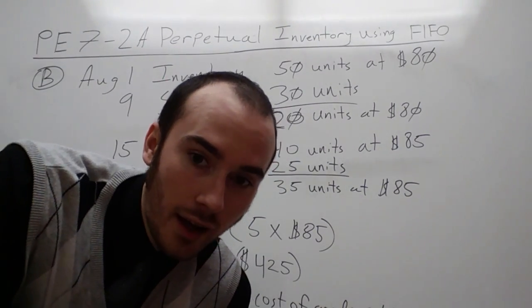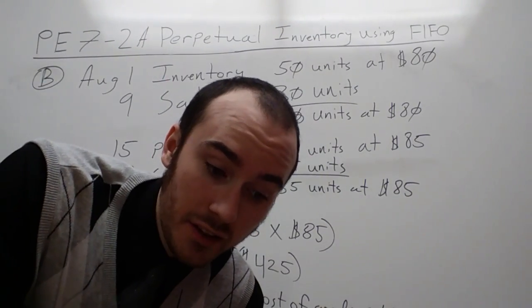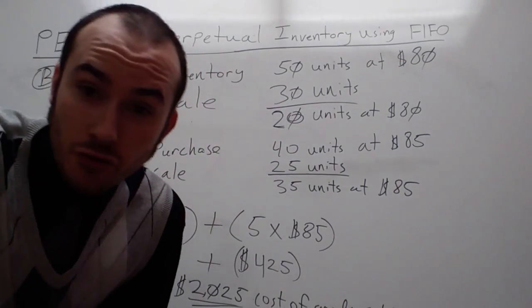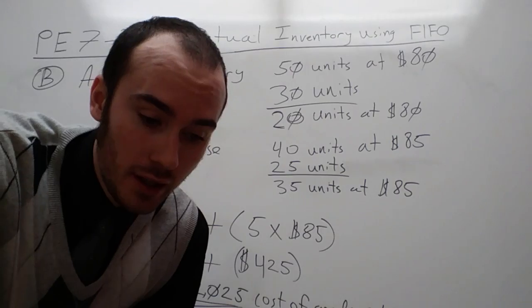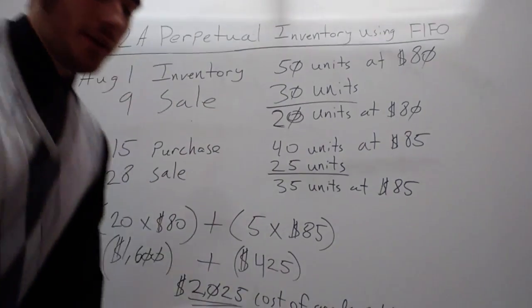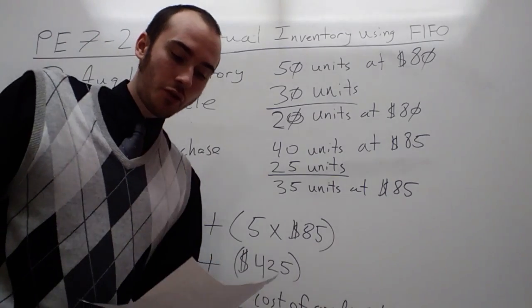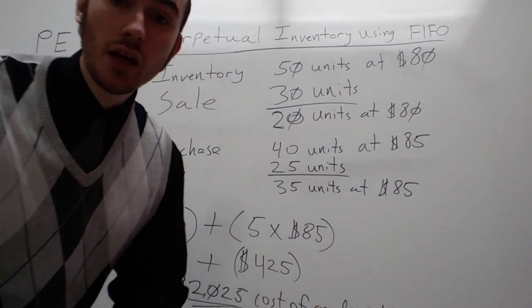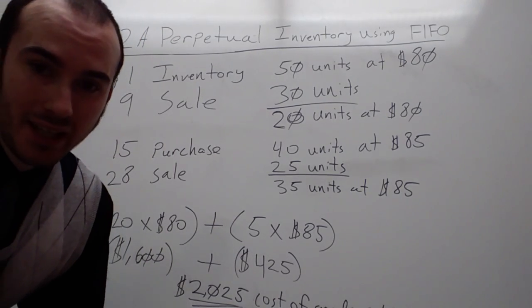Hello, Alexander here. This is practice exercise 7-2A, Perpetual Inventory using FIFO. So this is chapter 7. Here's a scenario: beginning inventory, purchases, and sales for item B901. And B901 can be anything.